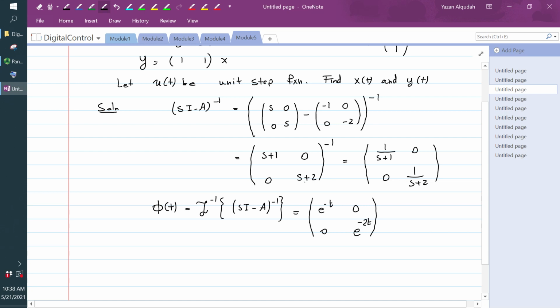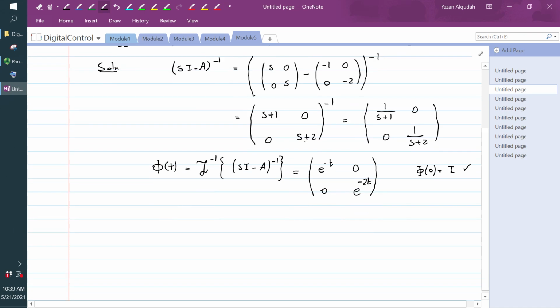Now also, we can do a sanity check here on the side. If I substitute t equal to 0, what am I going to get? I'm going to get phi of 0. If I substitute t equal to 0, I'm going to get 1, 0, 0, 1, which is the identity. So that checks. Okay.